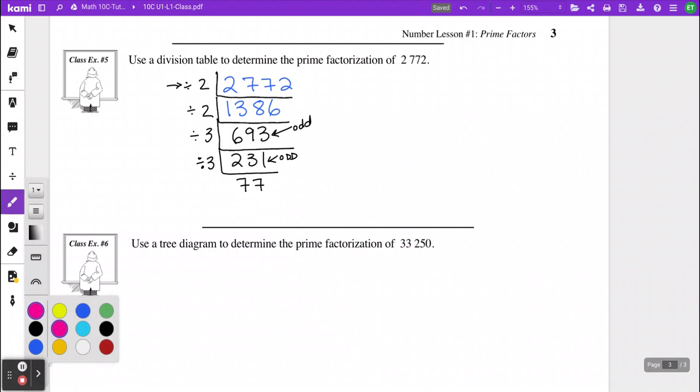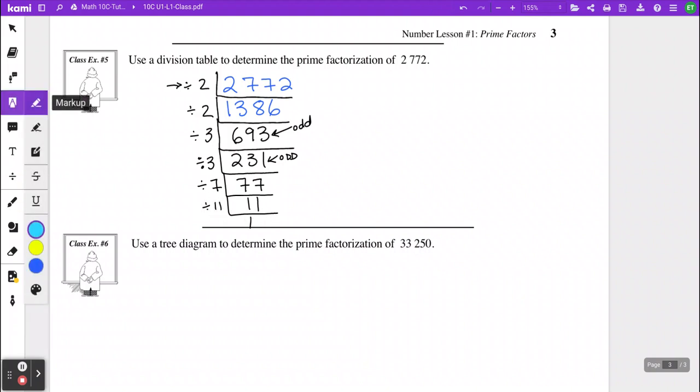What do you notice about double digits? Well, they will always divide by the number itself and 11. So 77 is going to divide by 7, and I'm going to get an 11. And then 11 will divide by 11 and become my 1. Because remember, we're always reducing down to a 1 on the bottom.